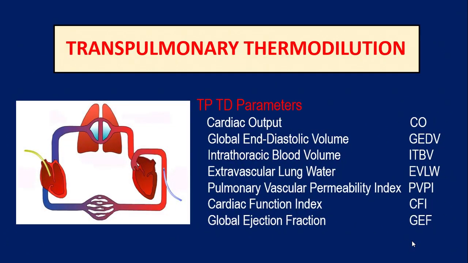These are the different parameters which we can measure through transpulmonary thermodilution: cardiac output, global end diastolic volume, intrathoracic blood volume, extravascular lung water, pulmonary vascular permeability index, cardiac function index, and global ejection fraction.